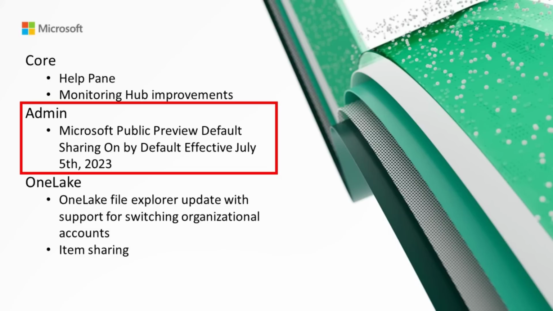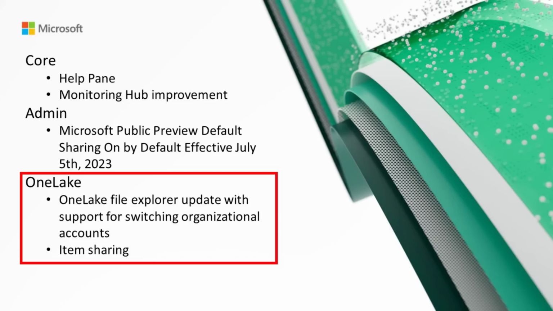Moving on to Admin. Effective July 5th, Microsoft began a staged rollout of an update to the Fabric Public Preview setting. After the update, Fabric Public Preview will be on by default unless customers explicitly opt out. With Fabric Public Preview set on, users in your organization will be able to create Fabric items and workspaces attached to a Power BI Premium or Fabric capacity.